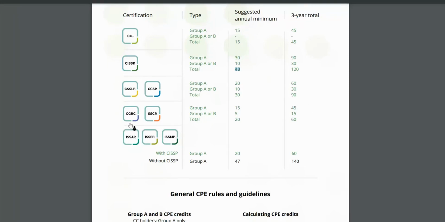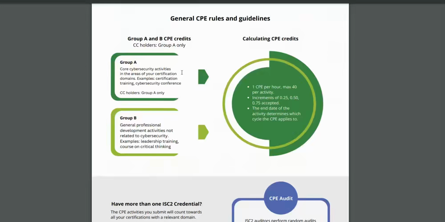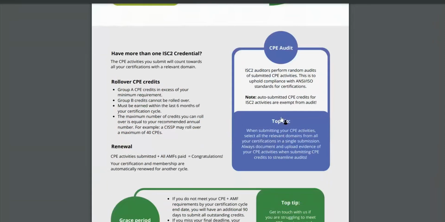Anyway, there is that option, and then it shows you that for this certification, this is the criteria, for this certification, this is the criteria, and for this certification, this is the criteria. And if you have CISSP, you fall into Group A for this much, with these certifications. So if I did ISSAP without CISSP, I would be in Group A, and I need to get 47 credits minimum, and then the total is going to be 140 for 3 years.